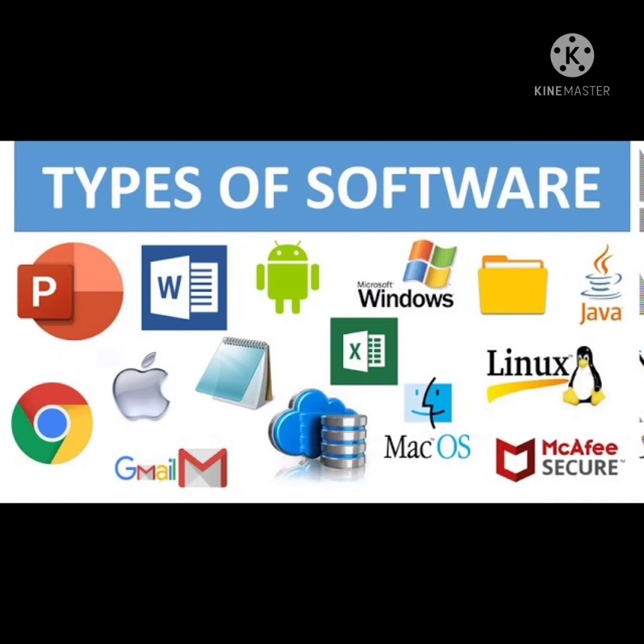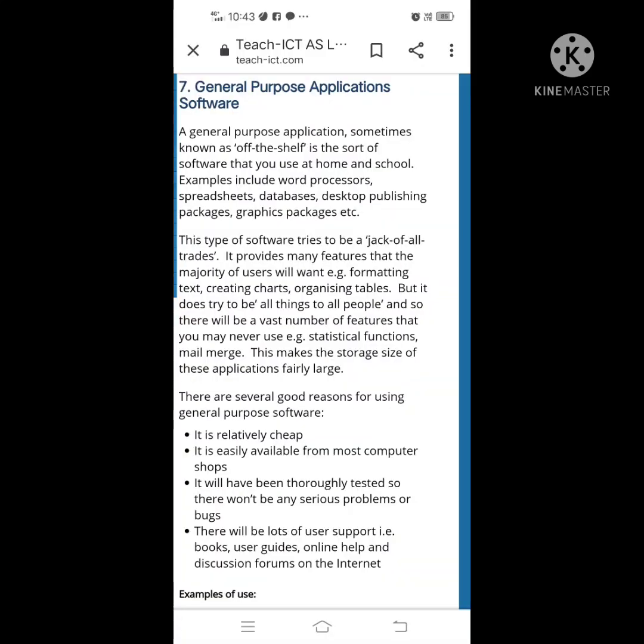First we see about general purpose application software. General purpose application software is what you can see at home, school and any other places where end users are using it. We can also call it off-the-shelf software. Some examples of these are word processors, databases and spreadsheets, etc.